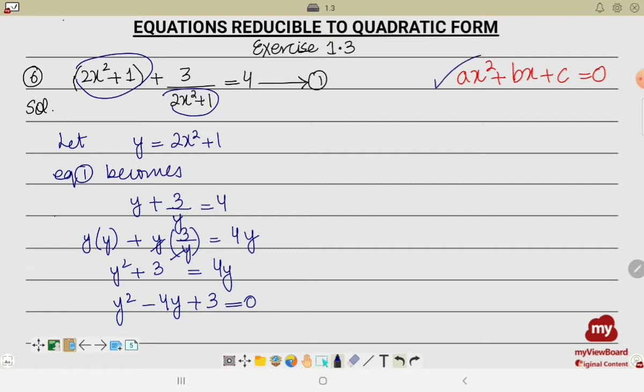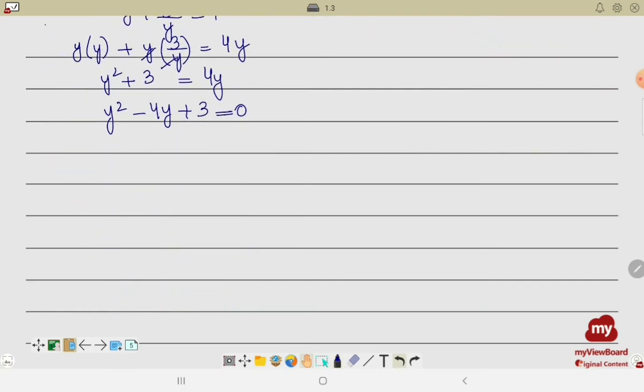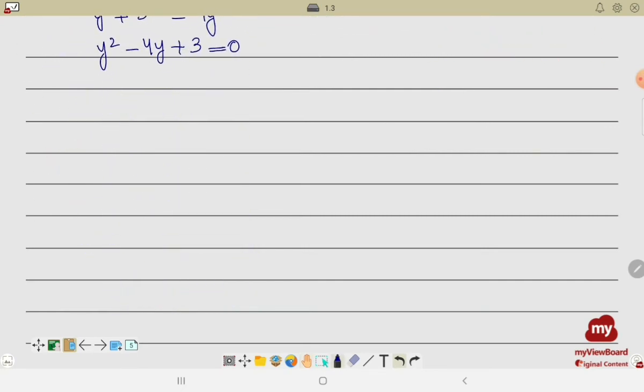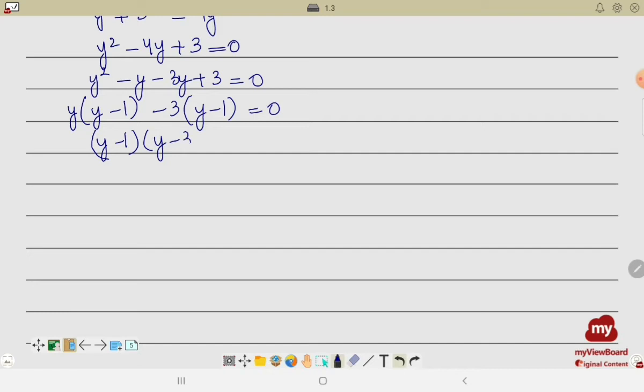So what we are supposed to do here is further factorize it so that we can find the value of y. Which two factors are we going to use? We'll break down the middle term: y square minus y minus 3y plus 3 equals 0, and again we take the common factor. We have y minus 1 and y minus 3 equals 0. So either y minus 1 equals 0, or y minus 3 equals 0. So we have y equal to 1 and y equal to 3.